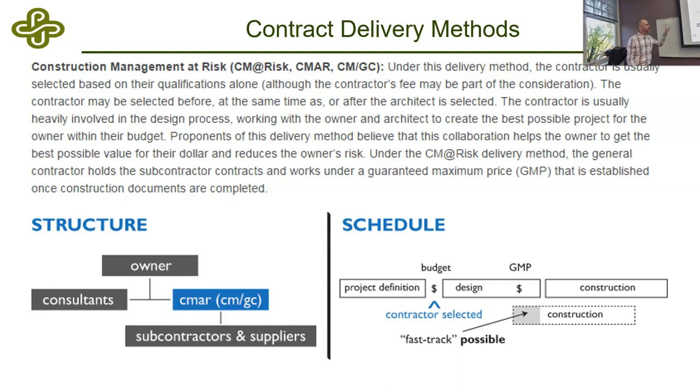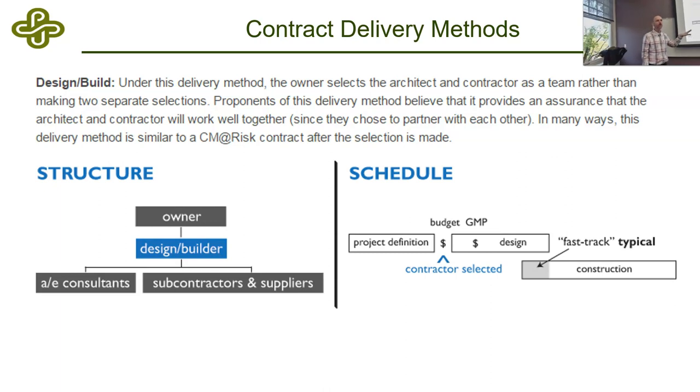The main distinction between this method and design build is that instead of the owner selecting the design team and the owner selecting the contractor and then saying, you guys work together, in the design build project, the designers and the contractors bid on the project together. So let's say I've got my design firm and I've got a good track record working with Turner Construction. I could then partner with Turner Construction and we bid to the owner, hey, we're a good team. We want to work together.